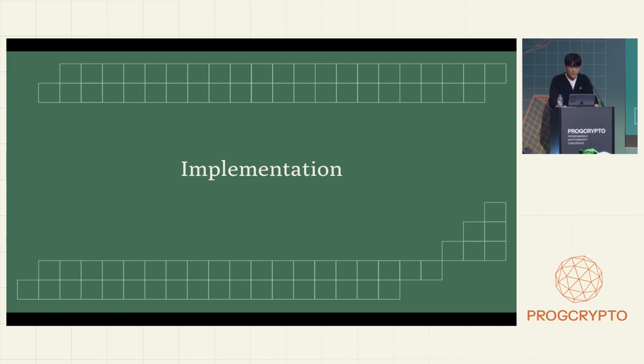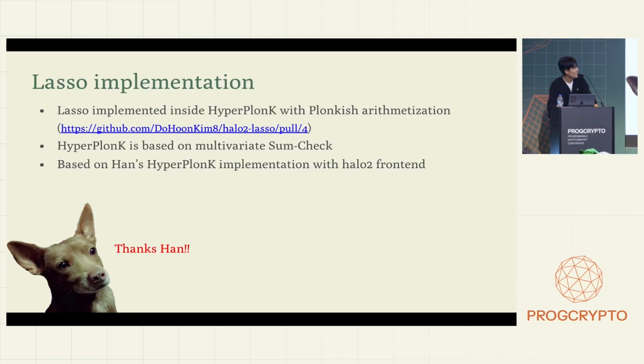So I just implemented it. I implemented Lasso inside the HyperPlonk system with Plonkish arithmetization. You can check this at this link. HyperPlonk is also based on the multivariate sumcheck protocol, so it was really nice to integrate Lasso inside HyperPlonk. Yeah, thanks, Sam.